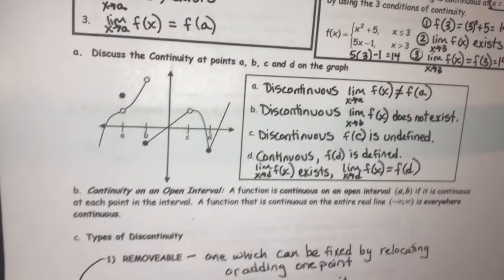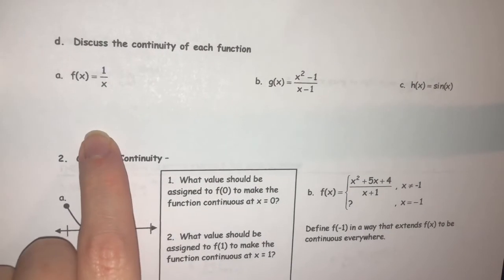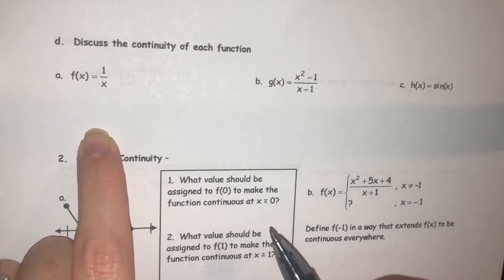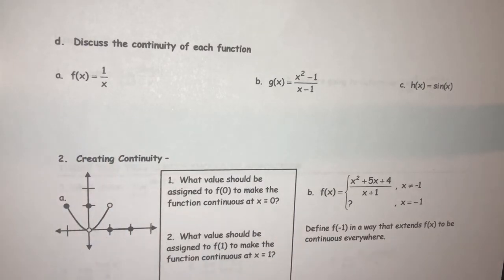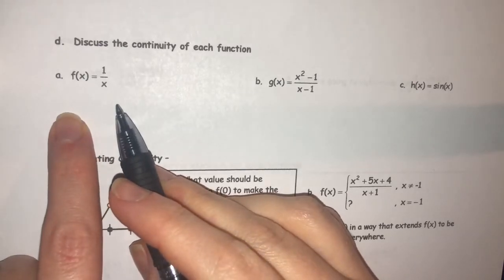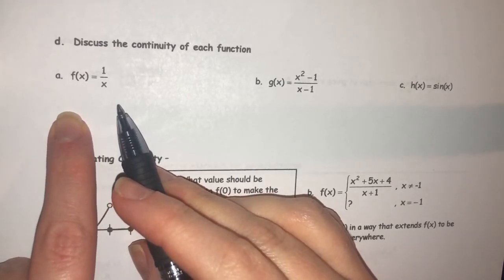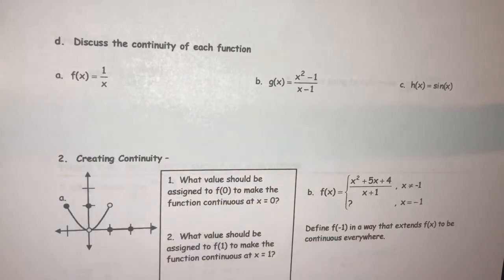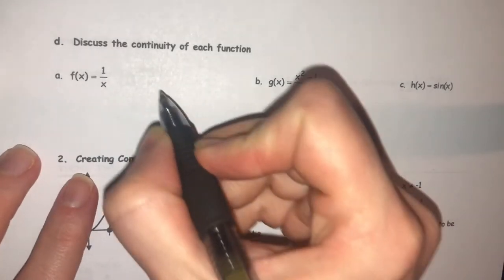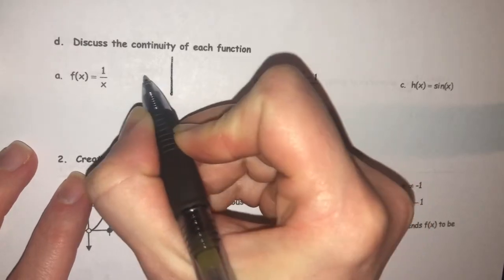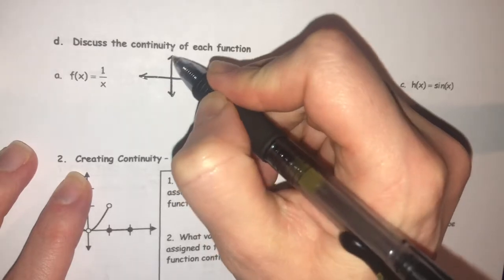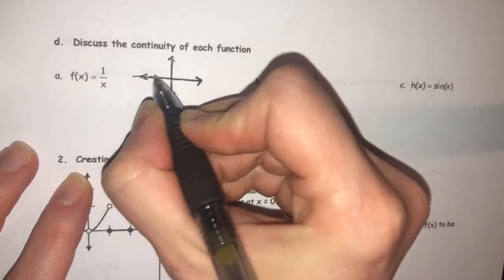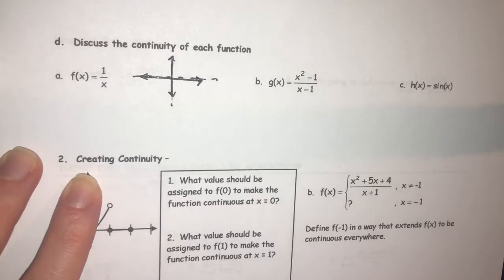All right, next we're going to discuss the continuity of each function. So on what intervals is this function continuous? This first one is a parent function. Y equals 1 over x is the rational parent function, or sometimes called the inverse variation parent function. You will recall that its shape has a vertical asymptote on the y-axis, a horizontal asymptote on the x-axis.